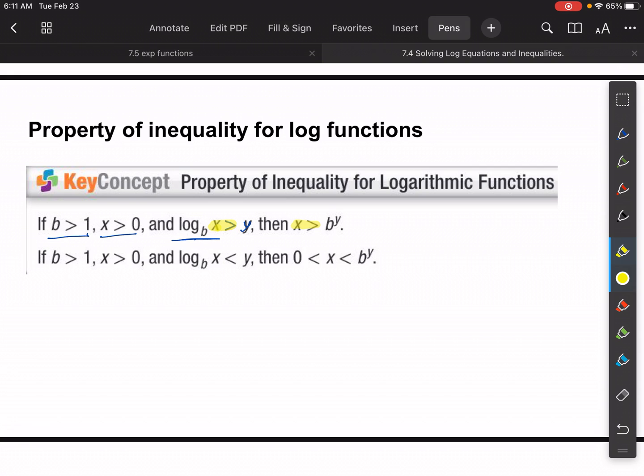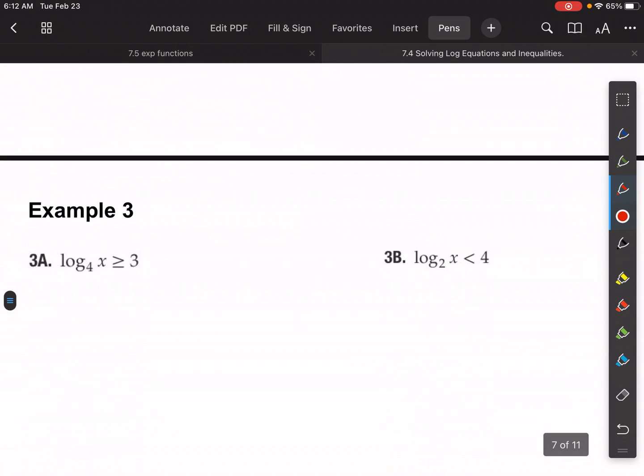Same is true the other way, so when it's less than here. But then, if we're saying that this logarithm is less than some value, we have to, as I just got done saying, make sure that it doesn't go negative, so we have to also include this idea here where it's also greater than 0. Okay, so whenever you see a less than, you got to make sure you limit it so that it can't go negative. That's the important takeaway from this property of inequality for log functions.